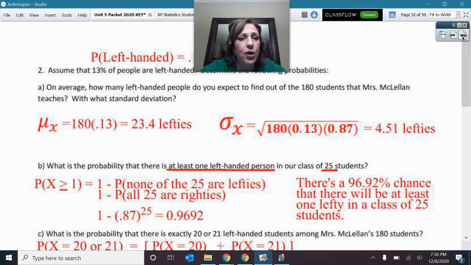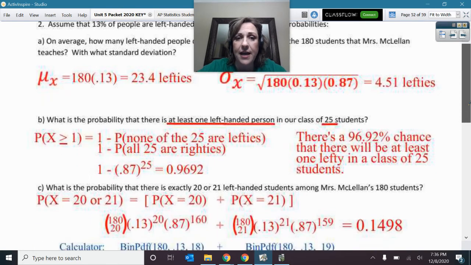This was the 13% lefties, and here was your mean and your standard deviation. Now if we do that, this is interesting, at least one. I keep throwing in some other things so we don't forget those. To be at least one of the class of 25, that would be 1 minus the probability that none of the 25 are lefties.